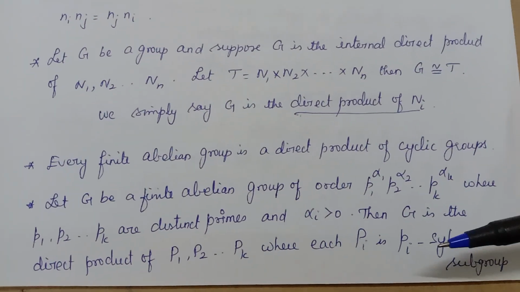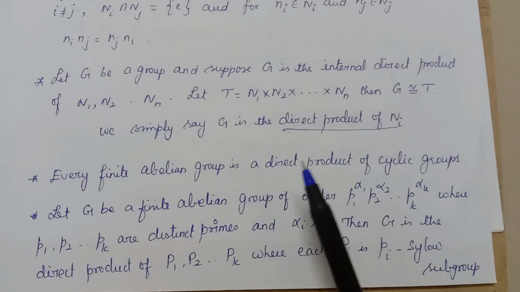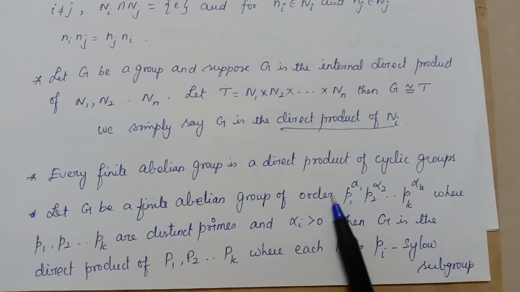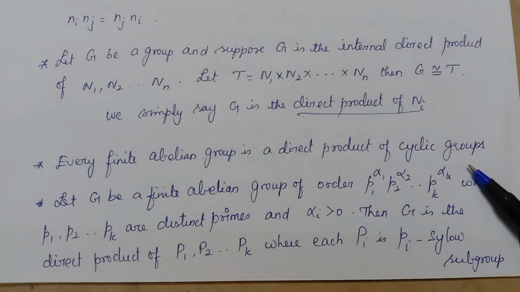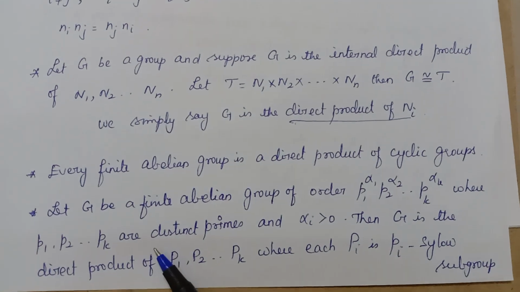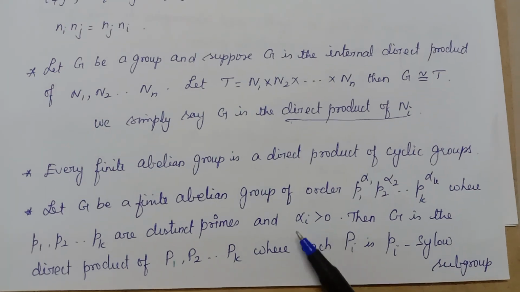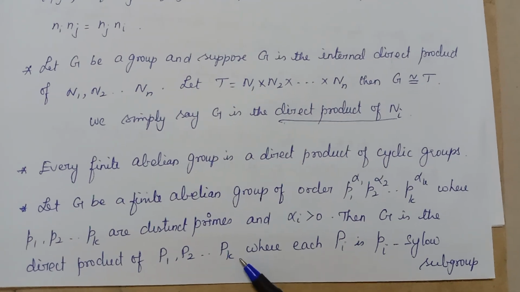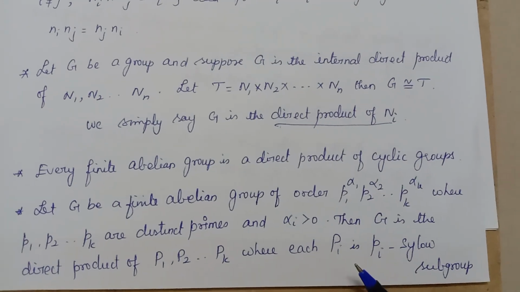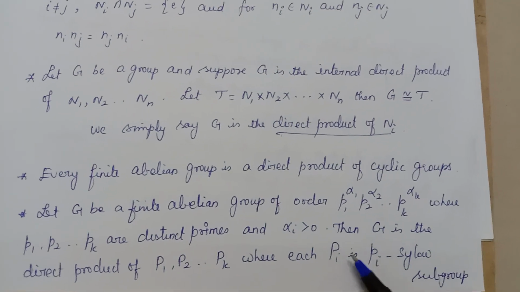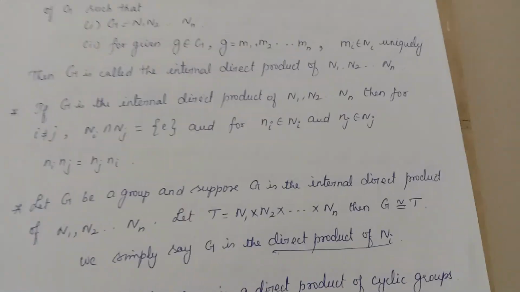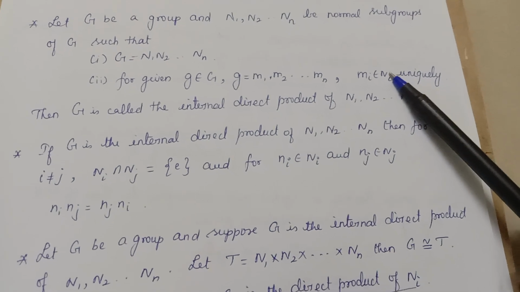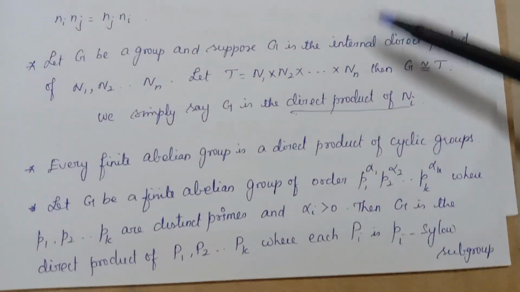So let's see some of the results based on these. Every finite abelian group is a direct product of cyclic groups. Next one, let G be a finite abelian group of order P1 power alpha 1, P2 power alpha 2, etc. Pk power alpha k, where P1, P2, etc. Pk are all distinct prime numbers and all the powers are positive. Then G is a direct product of P1, P2, etc. Pk, where each Pi is a Sylow subgroup. So here what we are concluding is, that this internal direct product we have written, no, that is every group is written as a product of its normal subgroups. The possibility is defined here.